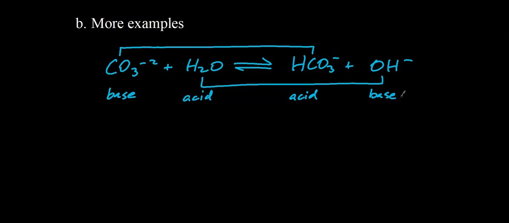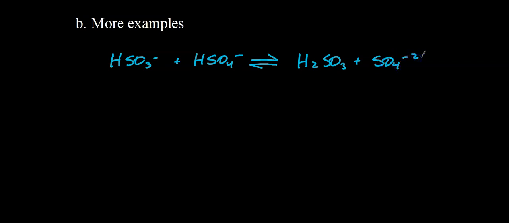All right, let me give you one to try on your own. So let's go ahead and do this. Let's see if my pen will work. All right, so recopy this equation, and just like I did in the previous example, identify the conjugate acid-base pairs, and identify each substance as an acid or a base. Go ahead and pause and do that now.